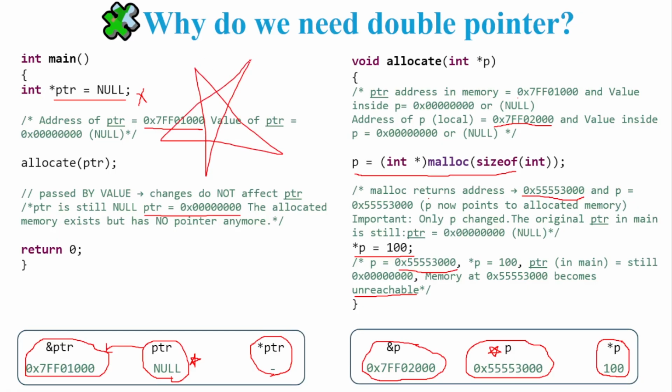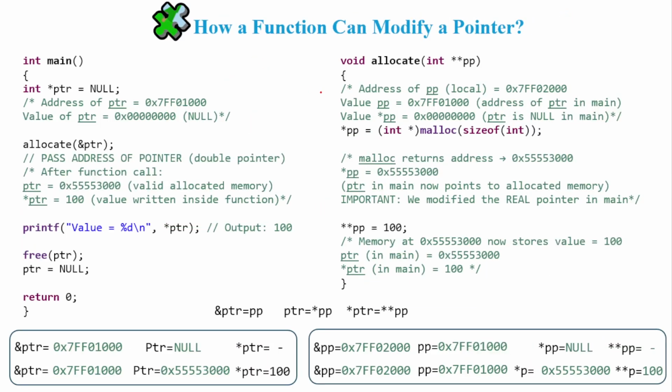Why do we need double pointer? Example 2, or how a function can modify a pointer. In the beginning of the program, the pointer PTR is created in main and its memory address is 7FF01000, while its value is 0 or null. When we call allocate, the address of PTR is passed to the function.